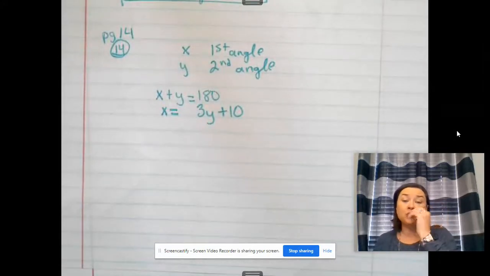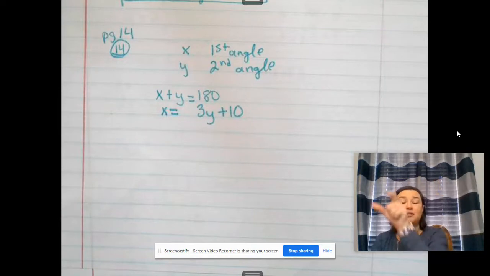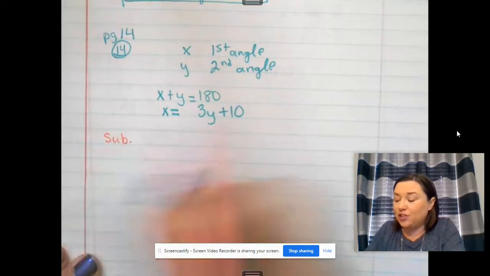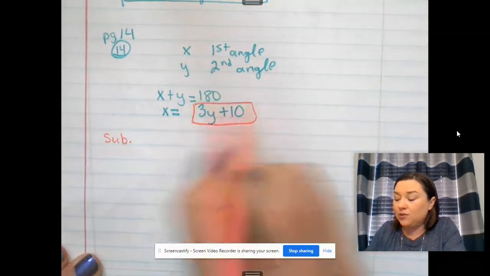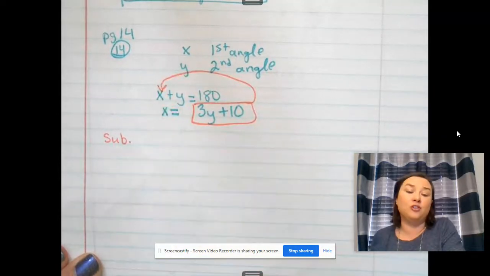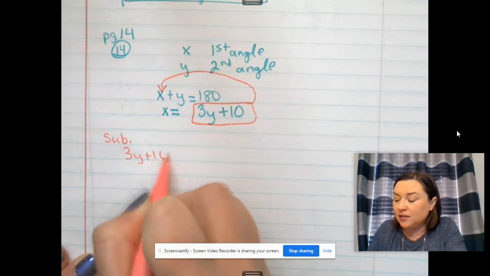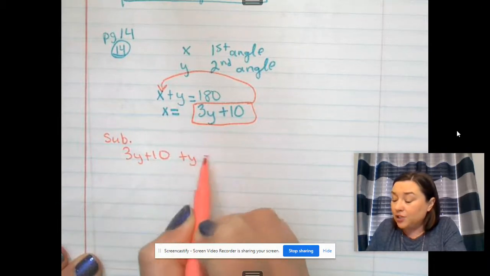If you wanted to use elimination, you could subtract 3y from both sides to get them in columns, and then you could use elimination. I'm actually going to show you how to do both ways. So I'm going to use the substitution method first. I'm going to take what x is equal to and substitute it into the other equation for x. So that would be 3y plus 10 plus y equals 180.